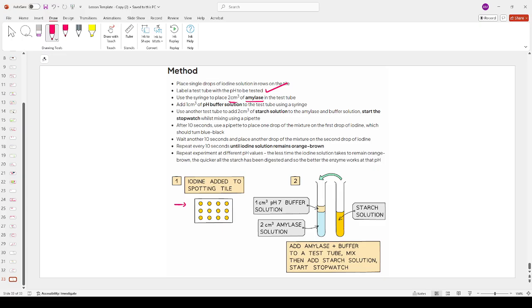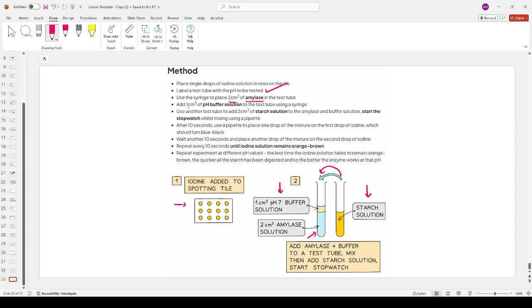So guys, listen to what's happening, because this is a bit difficult to do online where you don't have the actual apparatus with you. Here you have your test tube, and in your test tube you've got your amylase solution, and then you've got the pH you're investigating. And then you have a starch solution. So you're going to add amylase and the buffer to a test tube mix, then add starch solution and start the stopwatch. Essentially you've added this to this and then you've started the stopwatch.